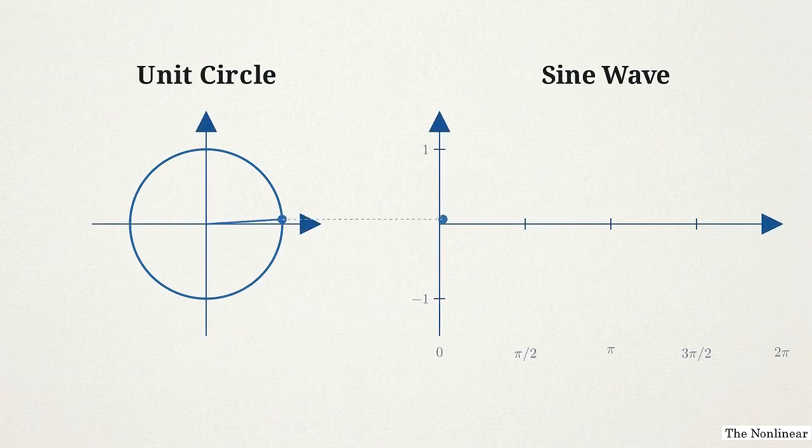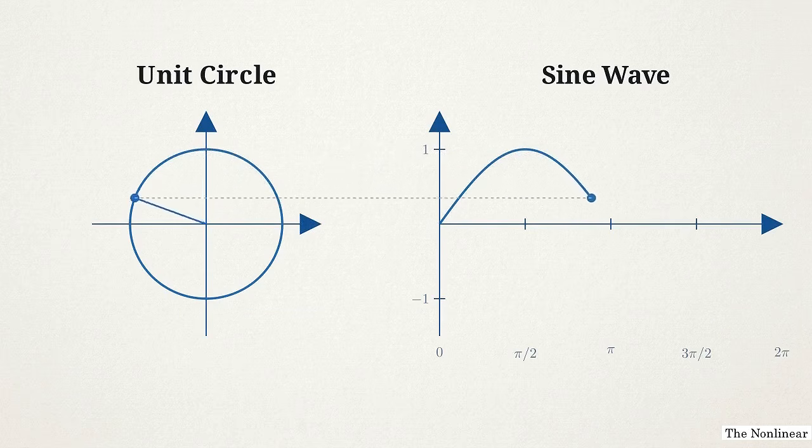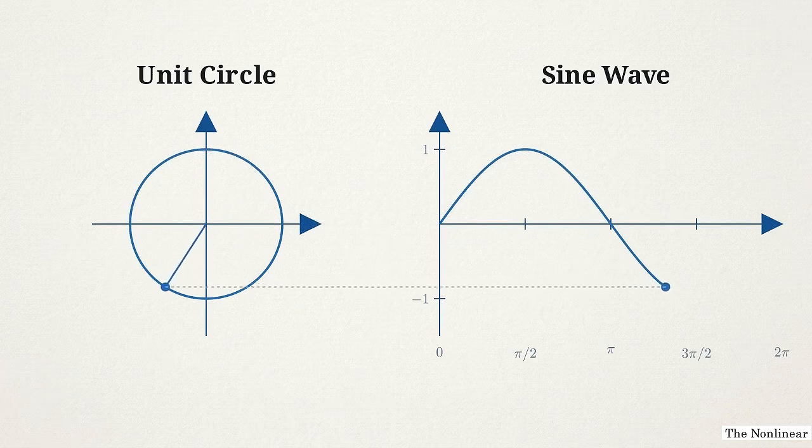As point P travels counterclockwise around the circle, we track its vertical height over time. As the point completes a full rotation, the circle's geometry creates the repeating pattern of the sine wave.